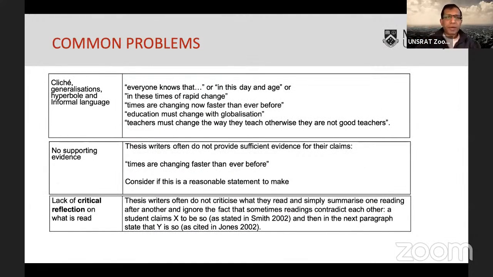So saying things like everyone knows that, not necessarily. In these times of rapid change, this is a cliche. Don't use this kind of expression. These are just examples.